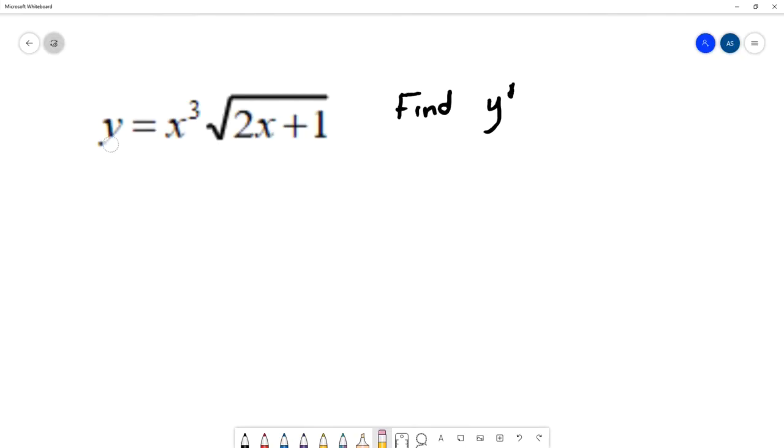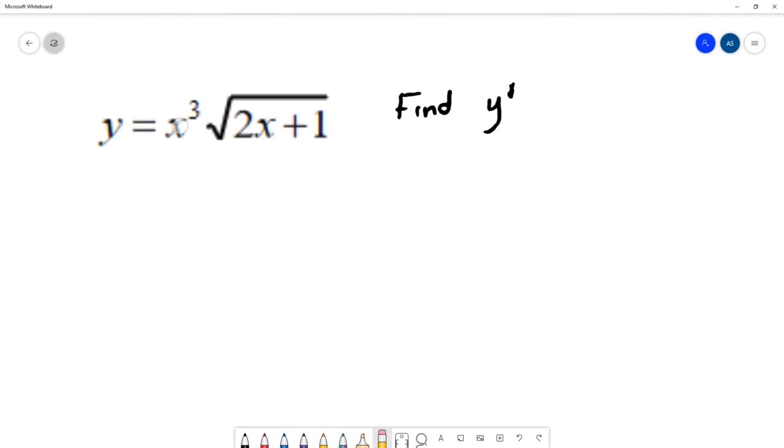On this question, we're given the equation y equals x cubed times the square root of 2x plus 1. And with this equation, we want to find y prime, which is the derivative of y. So before I start calculating the derivative, I want to analyze the equation to see which rules I might be using to calculate the derivative.